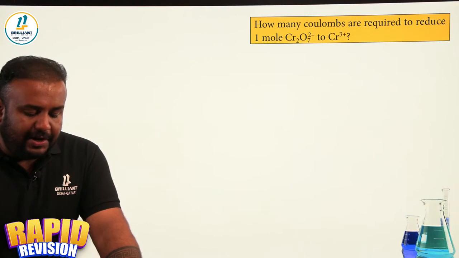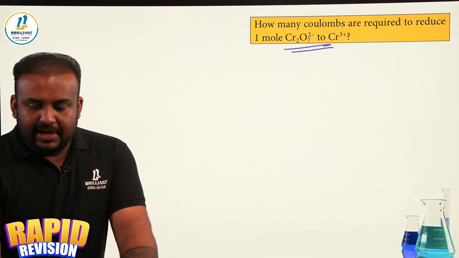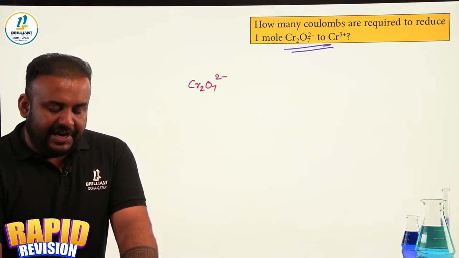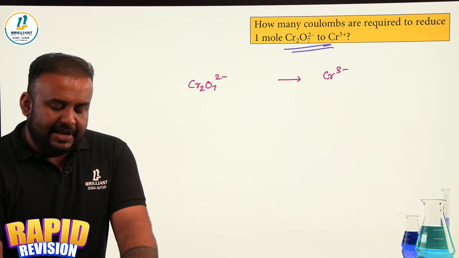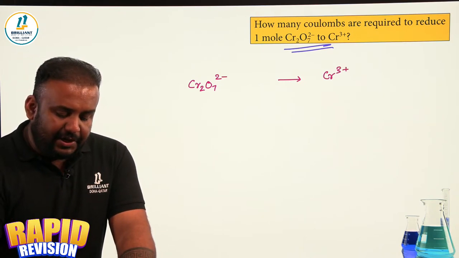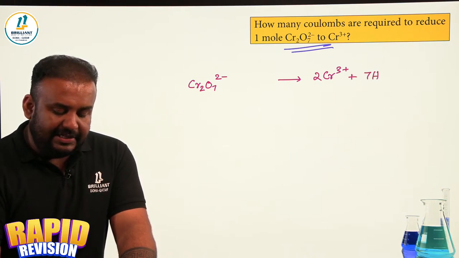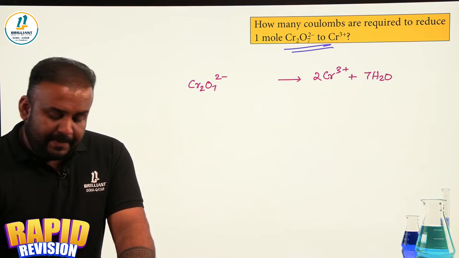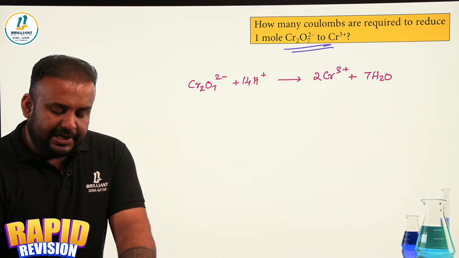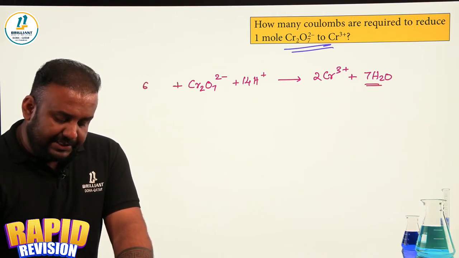How many coulombs are required to reduce 1 mole of Cr2O7 2 minus to Cr3 plus? Look here, Cr2O7 2 minus, we need to reduce to Cr3 plus. We will just write the equation for this. Here I have 2 Cr3 plus. Then I have 7 oxygen, so I'll add 7 H2O here. Clear? And then I will add 14 H plus on this side, because on this side there are 14 H. Now how many electrons? I need to add 6 electrons.